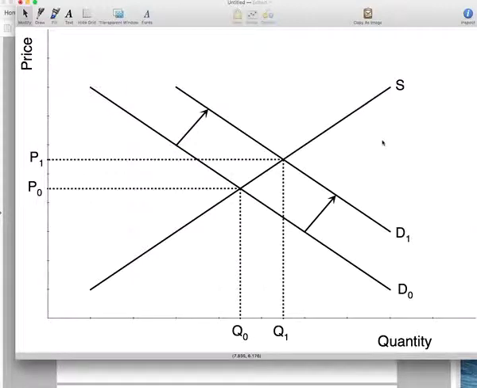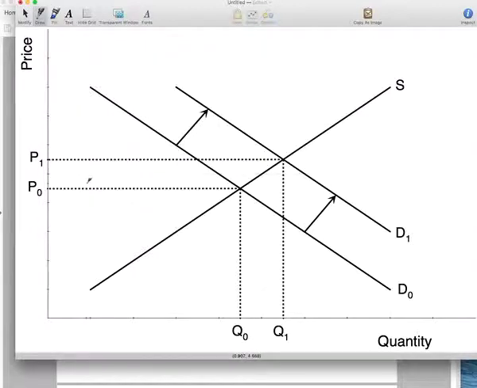So what actually occurs? Here are our original supply and demand curves, and here is the original equilibrium price and quantity. With an increase in income for a normal good, the demand curve shifts to the right. So we have a shifting of the demand curve, and the new equilibrium is going to occur where the new demand curve intersects the original supply curve.